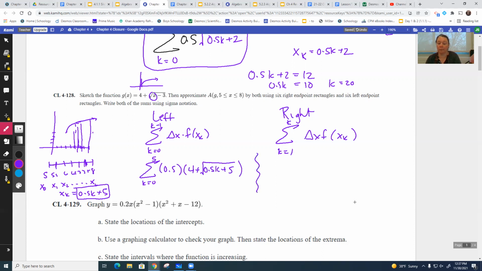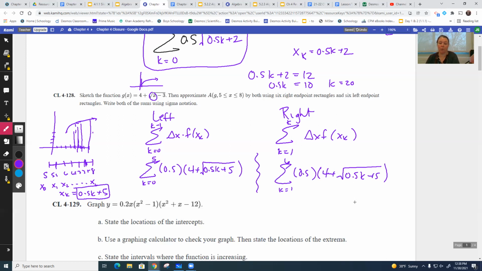For my right endpoint, this would be k equals 1 on the bottom to 6. 0.5 is still my width. And sometimes the book will put the answer on the outside. It really makes no difference. I mean, this all stays the same. Whoops, this should be a 4. So this should be 4 plus the square root of 0.5k plus 5.